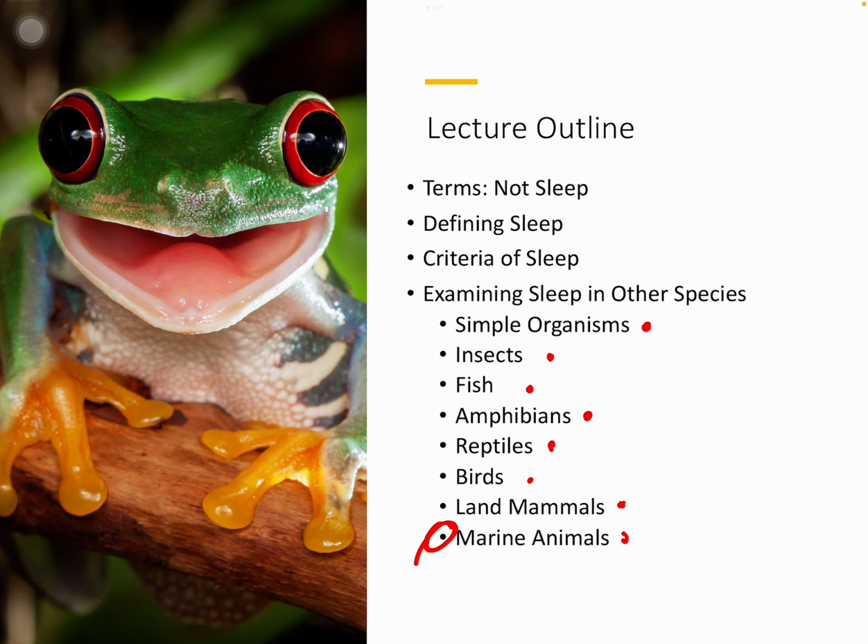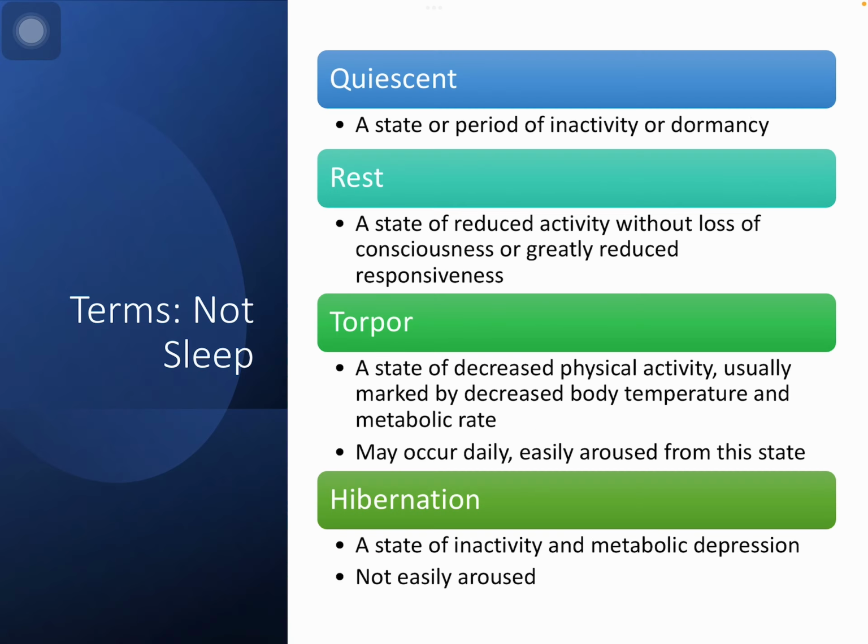But before we get started with exactly what we're going to do in terms of the different species of animals, first we have to make sure that we understand what is sleep and what is not sleep, right? And then we also have to define our criteria of what we consider to be sleep so that we know if it actually covers particular animals or not. So, first, beginning with some terminology, what are some terms that are actually not considered sleep?